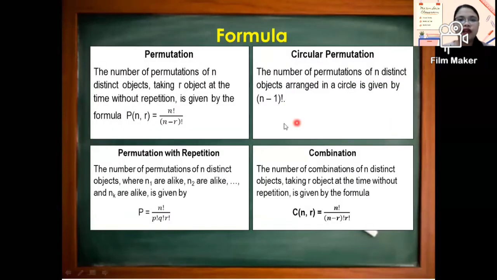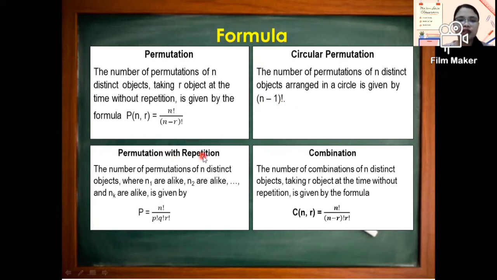Let's have now the formula for permutation, circular permutation, permutation with repetition, or simply the distinguishable permutation, and combination. Ang mga formulas po na ito ang gagamitin natin sa ating discussion for today, in which ito na rin yung mga ginamit natin ng mga nakaraan. Yung sa permutation of n taken r is equal to n factorial over n minus r factorial. Kapag patungkol naman sa circular permutation, that is simply permutation is equal to n minus 1 factorial.